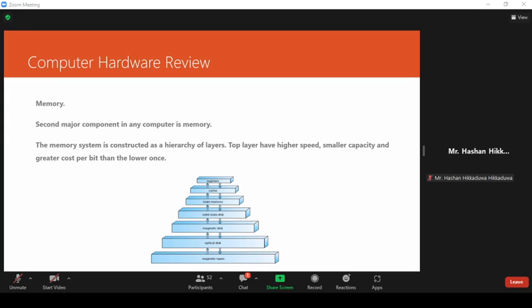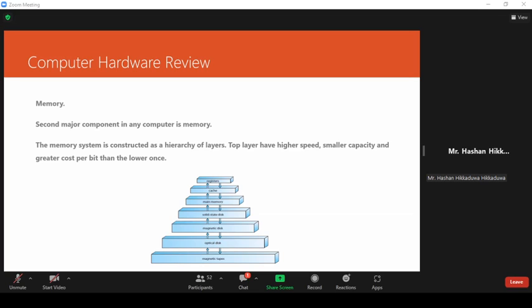Recording stopped. Anyone? What are the differences between the hard disk drive and the solid state drive? Any answers? Okay.